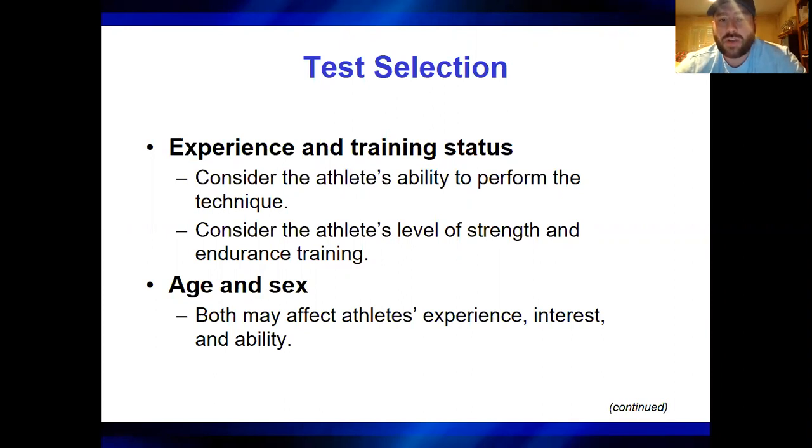Consider the athlete's level of strength and endurance training. Let's take it from this aspect. A freshman in high school entering football versus a senior in high school leaving football versus an end-of-the-year freshman football player going into their college career, and an NFL player. You think the levels of strength and endurance are going to be a lot different? Well, yeah, first of all, one of them's been training for many more years than the other one has.